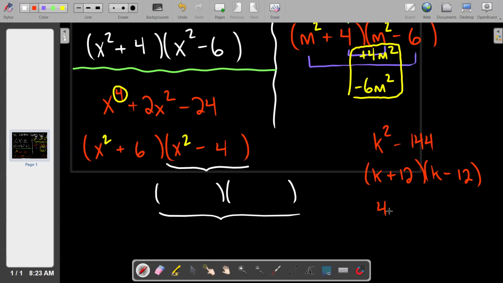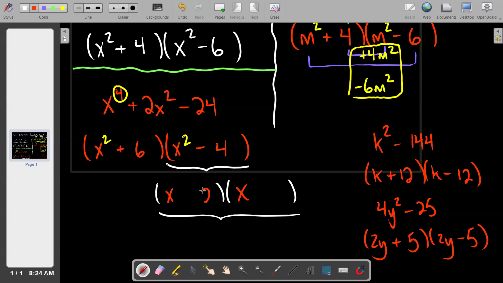If I gave you 4y squared minus 25, that's a difference of squares. It factors into square root, square root, square root, square root. One gets a plus, one gets a minus. Having reawakened that part of your memory, could you now tell me what are the factors of x squared minus 4? X, 2, 2, plus, minus.